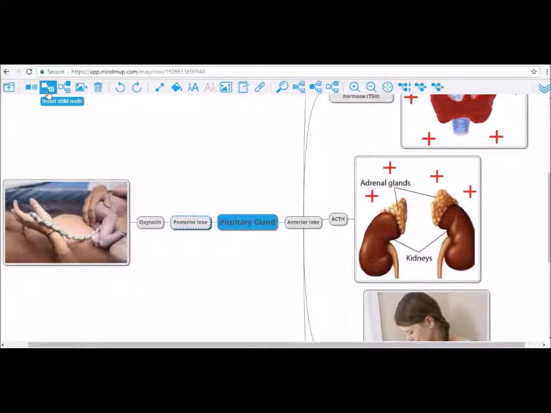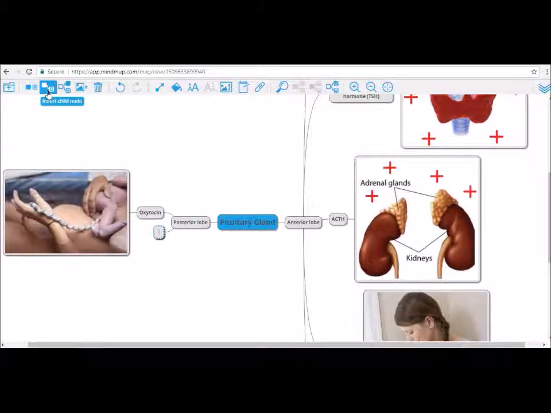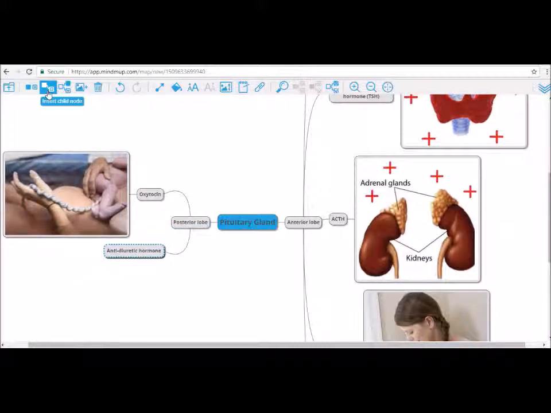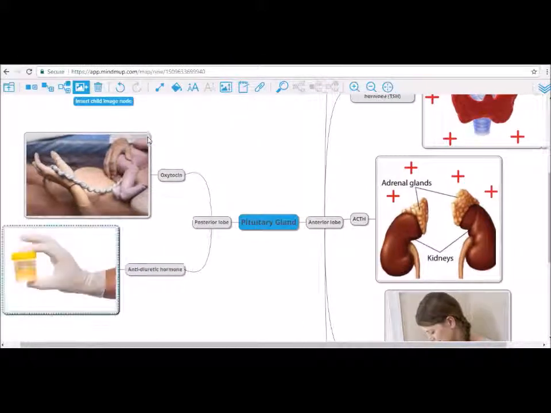And then the last hormone that we're going to look at for the pituitary gland, and it's produced by the posterior lobe, is called antidiuretic hormone. Antidiuretic hormone is produced to act on the kidneys, and it ultimately controls our urine output. And it does it in a number of ways.